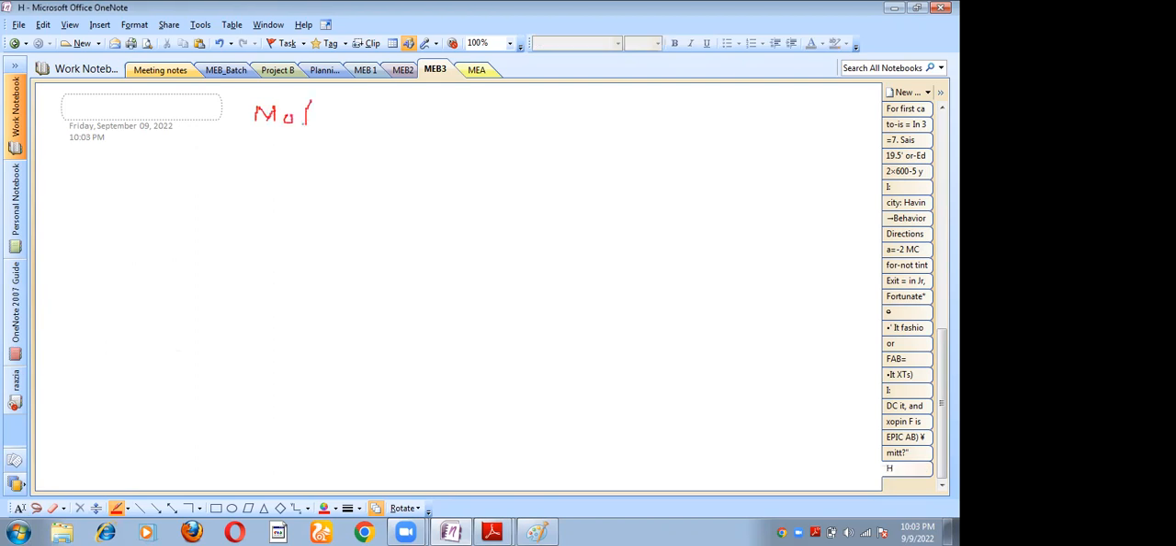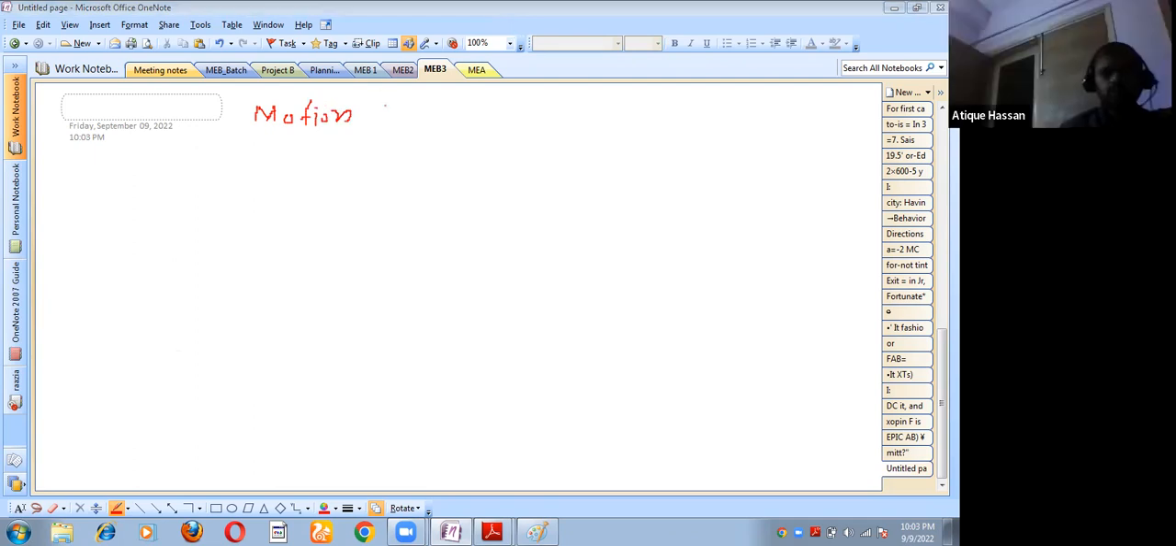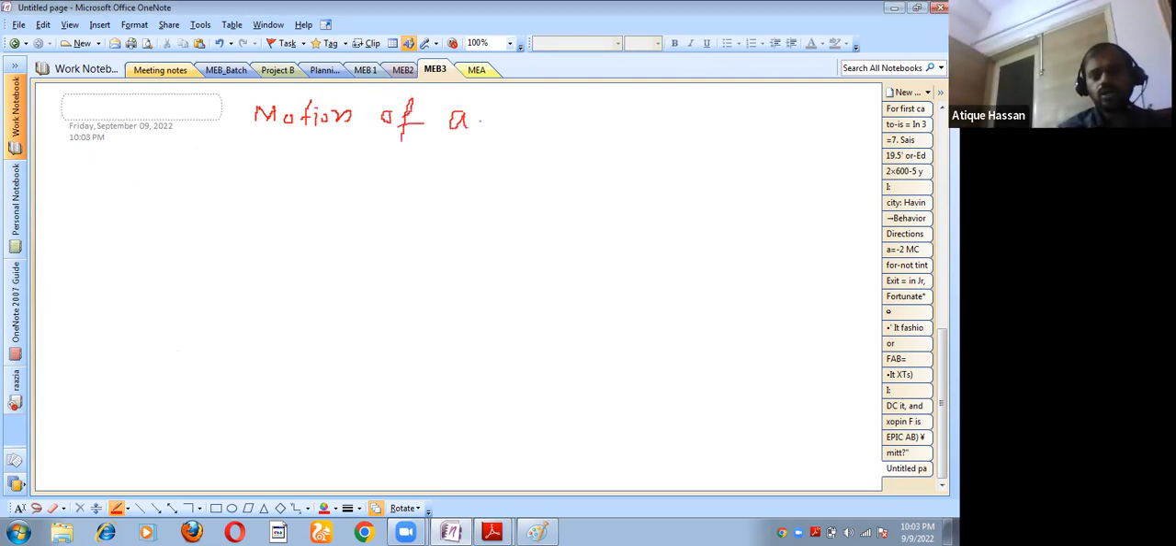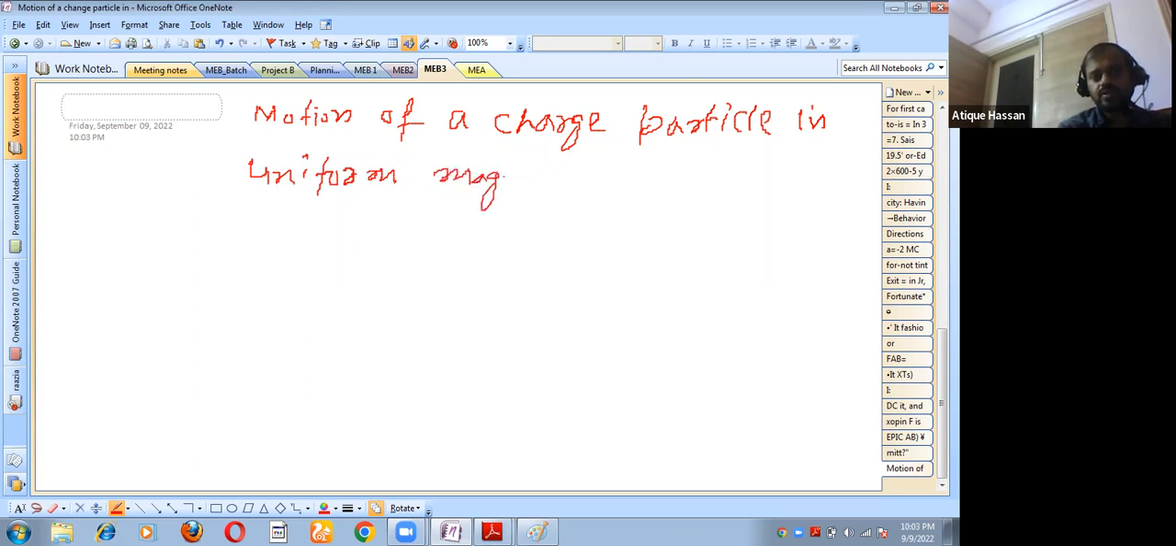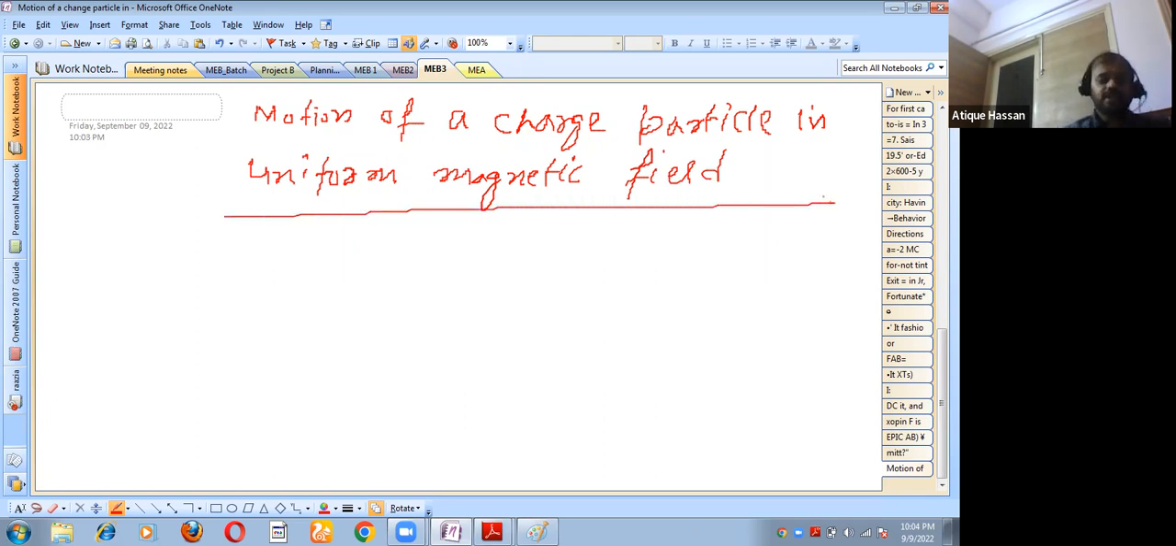Motion of a charged particle in uniform magnetic field.